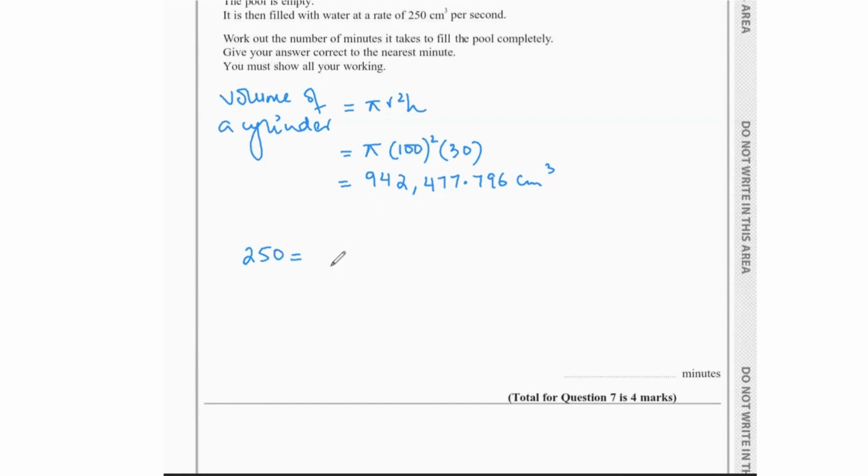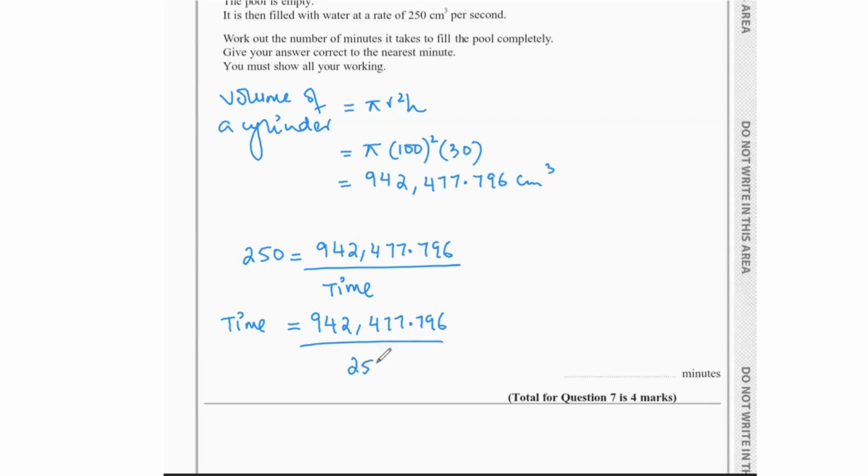the volume divided by time. So this is our volume, and time is what we're trying to find. So time in seconds is going to be this divided by this, which is going to give us 3769.91 seconds.